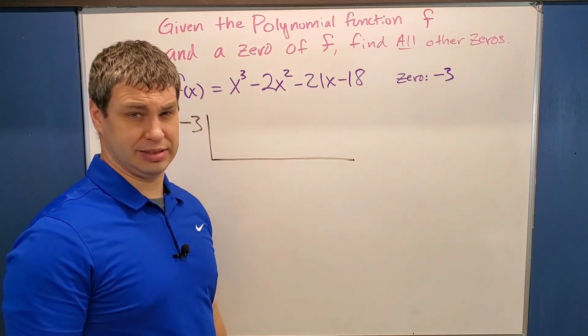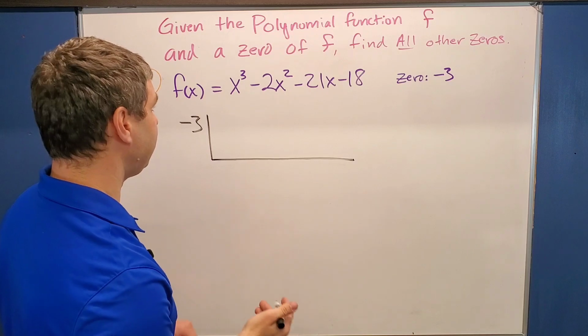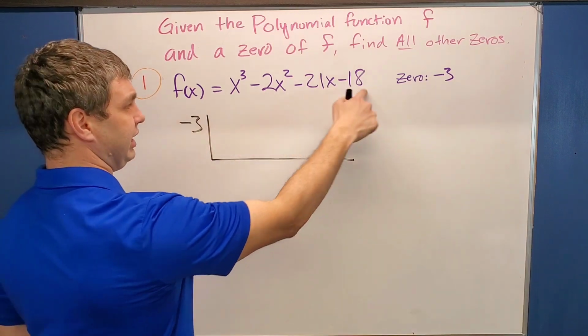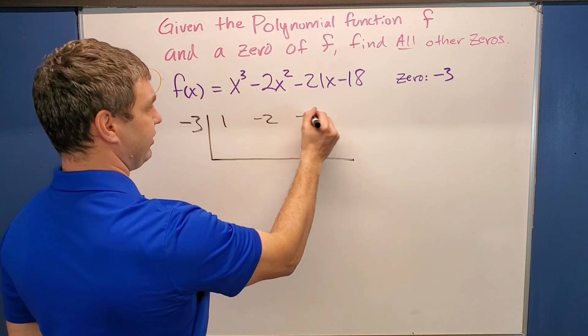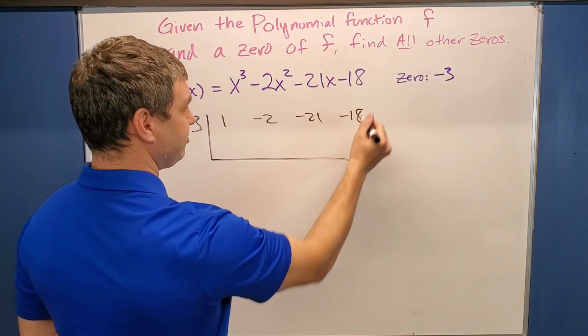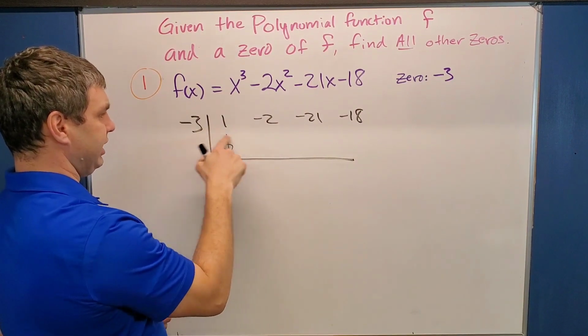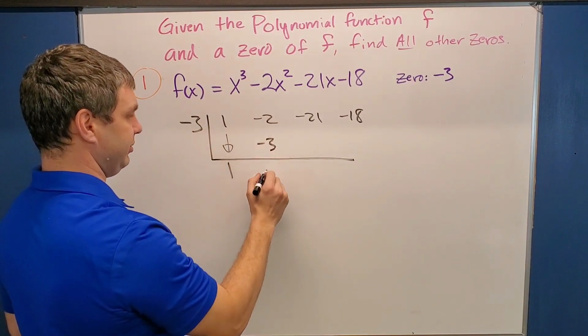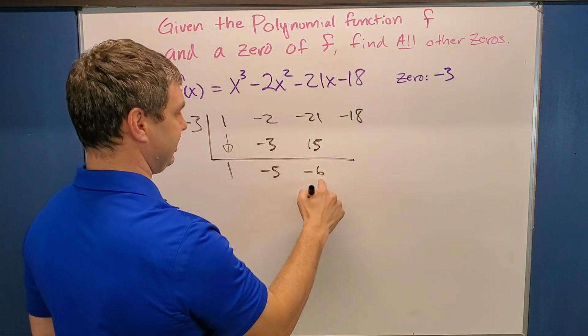If you haven't seen my synthetic division video yet, you might want to watch that so you know how to do this, because I'm going to do it a little bit quick. This one is not missing any of our terms. This is going to be a 1, a -2, -21, and a -18. I'm going to start by bringing this down. 1 times -3 is -3. This is going to be a -5, +15. This is going to be a -6.